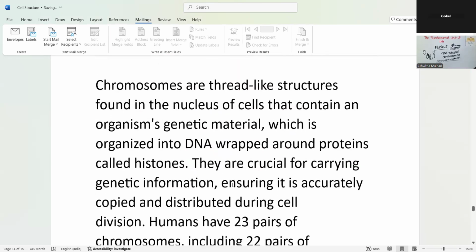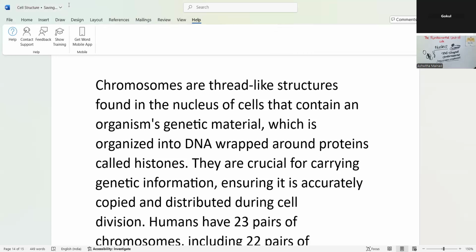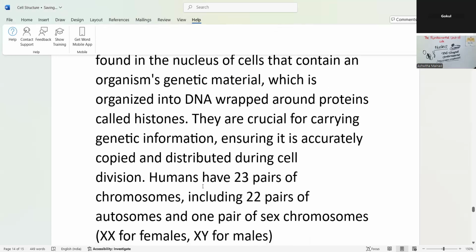So I have a note on chromosomes also. Chromosomes are thread-like structures found in the nucleus of the cell that contain an organism's genetic material, which is organized into DNA wrapped around proteins called histones. Okay, they are crucial for carrying genetic information, ensuring it is accurately copied and distributed during cell division. Humans have 23 pairs of chromosomes, including 22 pairs of autosomes and one pair of sex chromosomes.